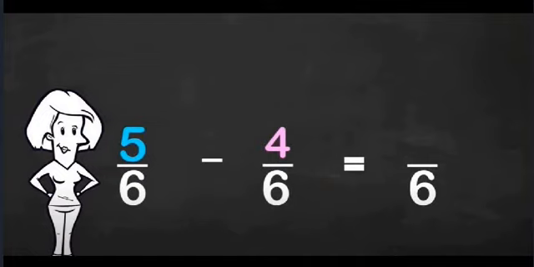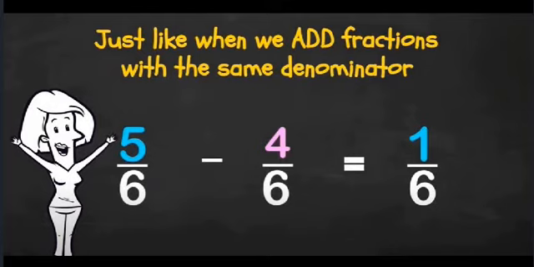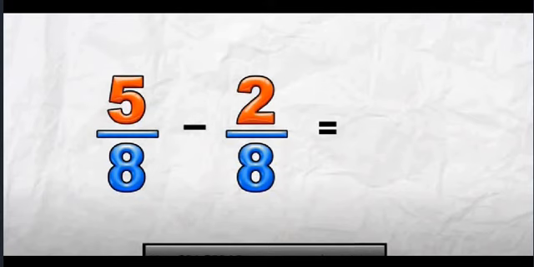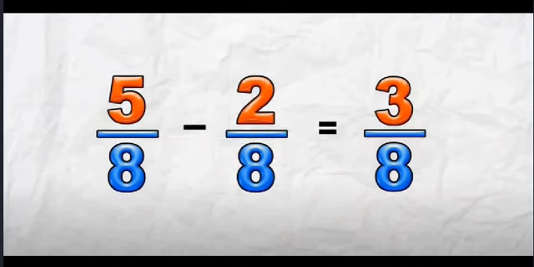So we are going to write our denominator the same, that is 6. We keep the same denominator in our answer and we only use subtraction for the numerators. This is just like when we add fractions with the same denominator. So with this one, what answer do you get, learners? Yes, the denominator stays the same and we do subtraction to our numerators, that is 5 minus 2 equals 3. So our answer is 3 by 8.